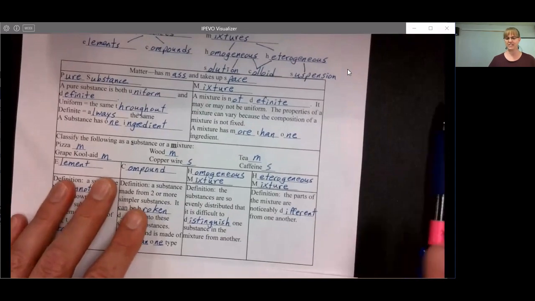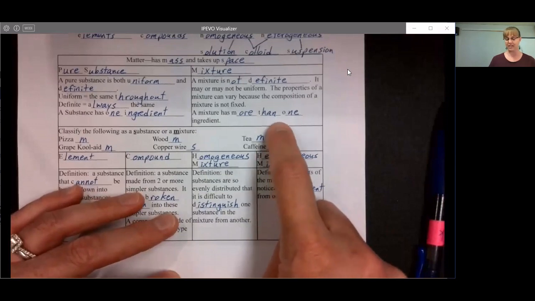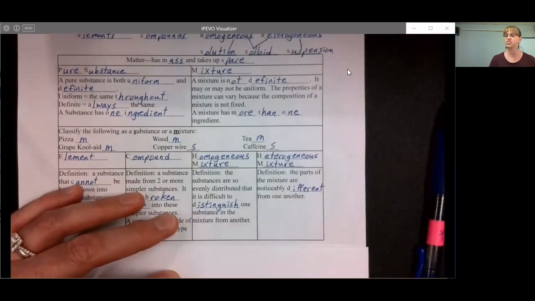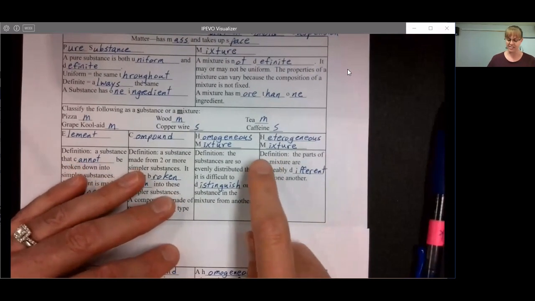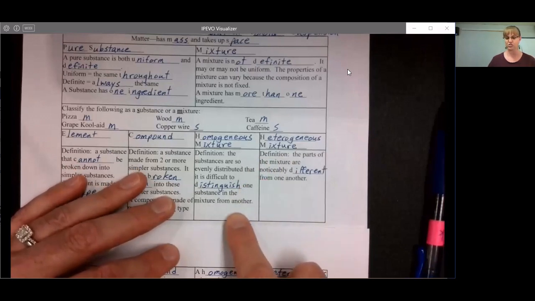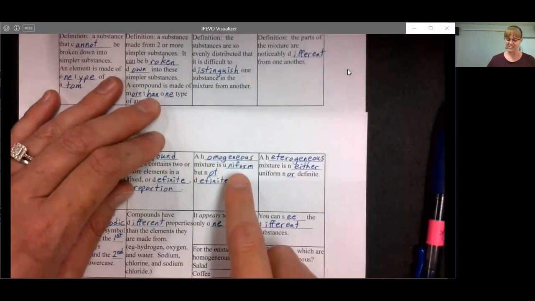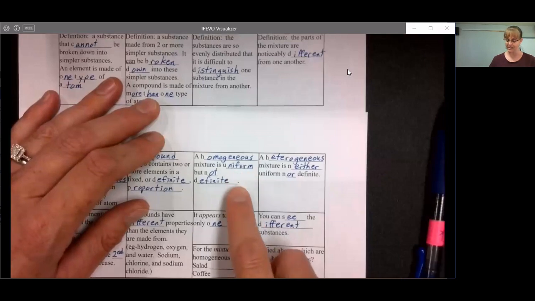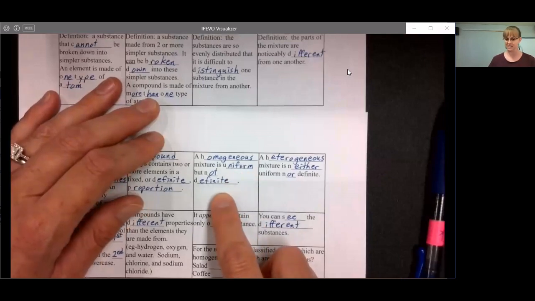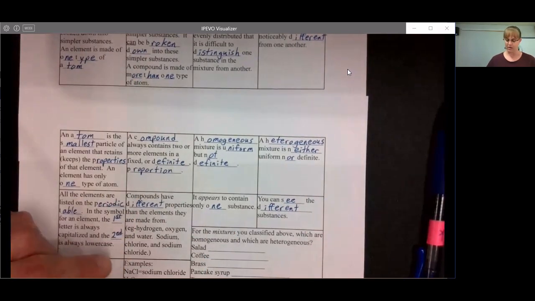Next, let's talk about homogeneous and heterogeneous mixtures. If it's a mixture, it's got more than one ingredient stirred together. Not chemically reacted, but just physically stirred up. So a homogeneous mixture, the substances are so evenly distributed that it's difficult to distinguish one substance in the mixture from another. So it looks very similar all the way through. It is uniform, the same all the way through, but not definite. That's why it's not a substance. It appears to contain only one substance. When you look at it, you think, oh, that's just one thing.